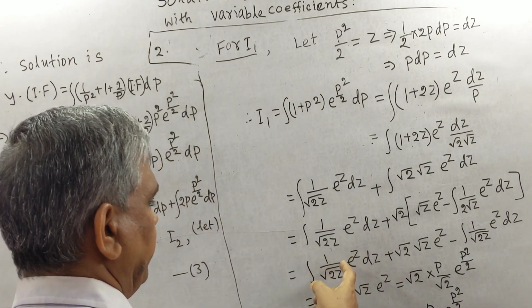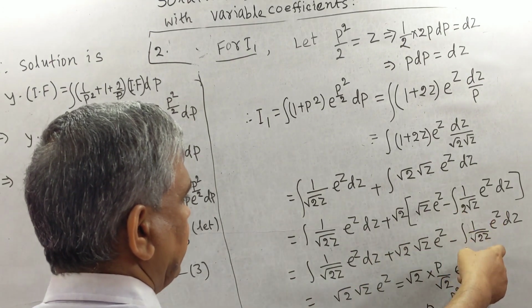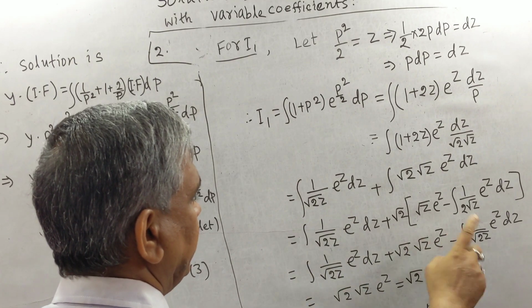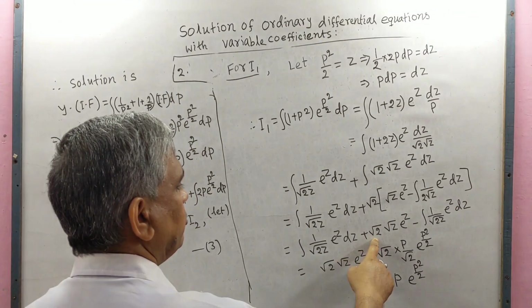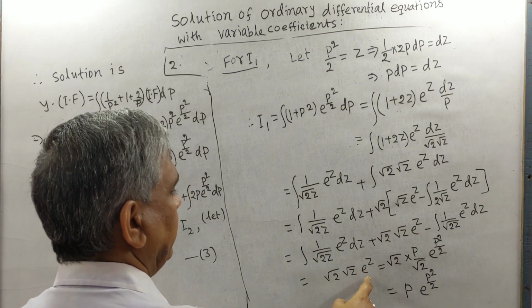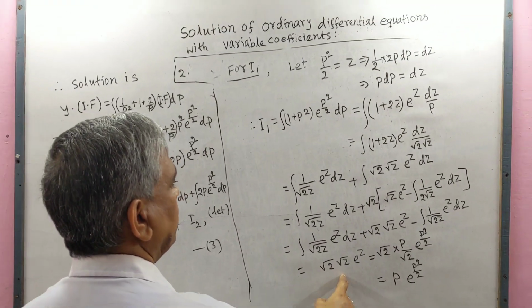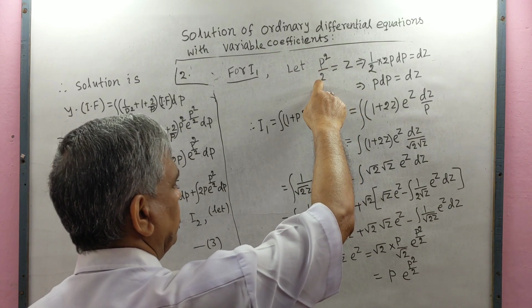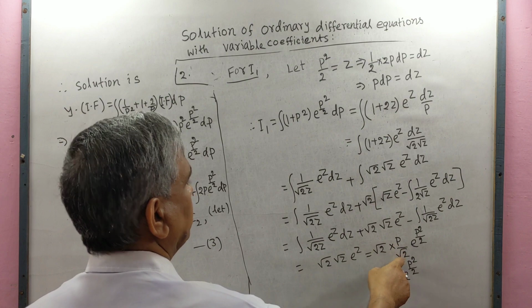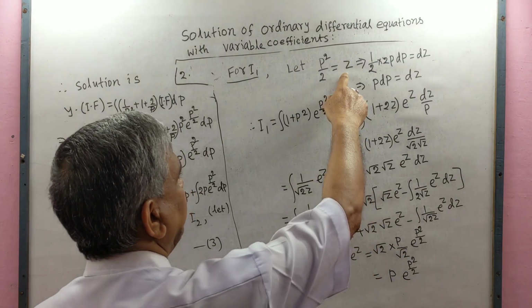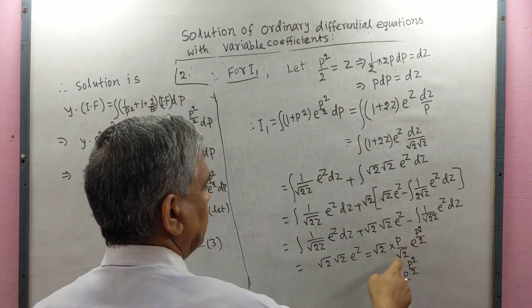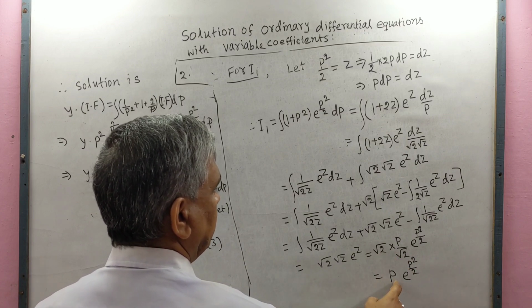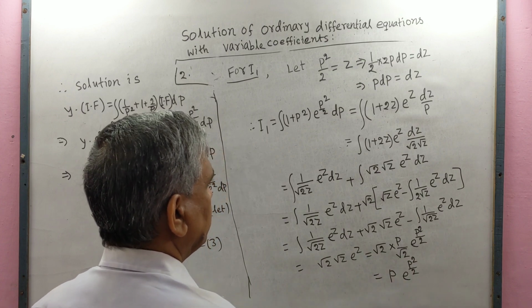Here first and third term cancel with each other. According to this, this is plus and this is minus. So remains square root 2 root z e to the power z. Square root z means p by square root 2, and e to the power z is e to the power p square by 2. So square root 2 cancels. So remains p e to the power p square by 2.